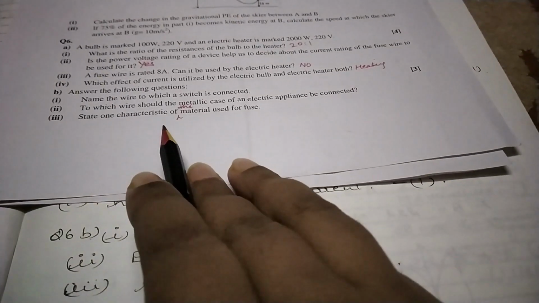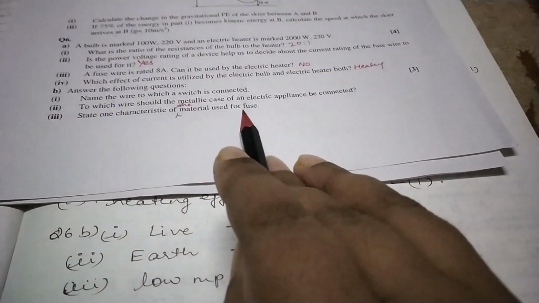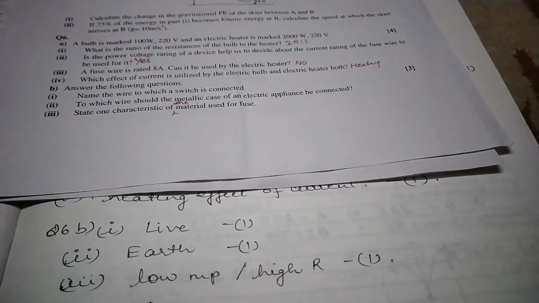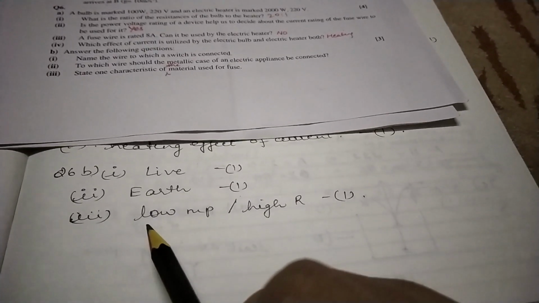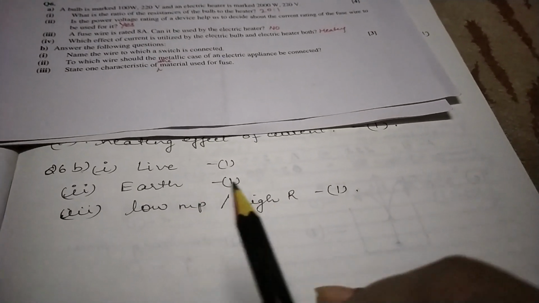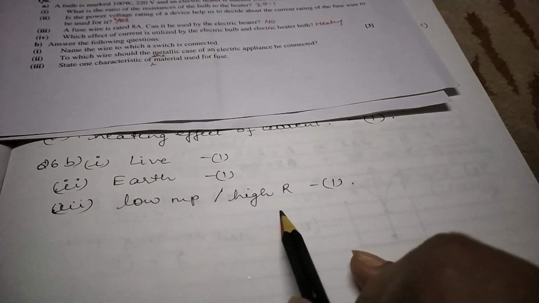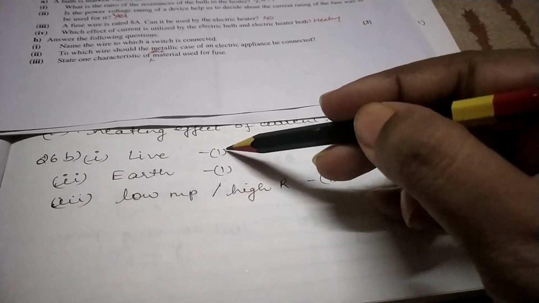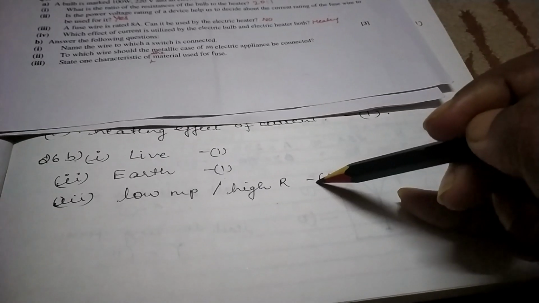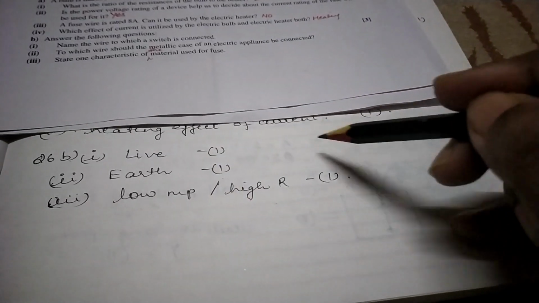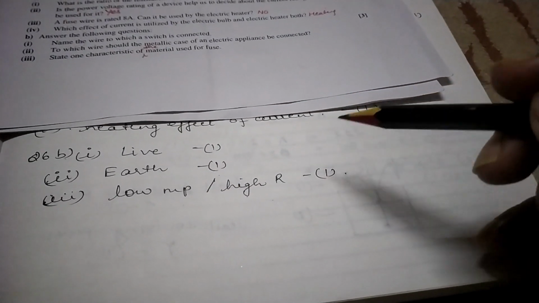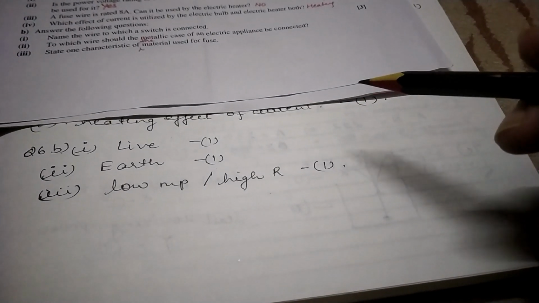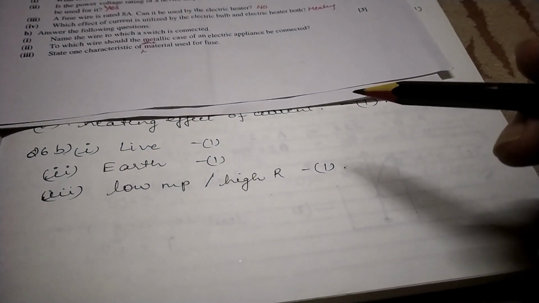And state one characteristic of the material used for fuse. Now only one characteristic has been asked. So either you write low melting point or you write high resistance. Any one of these. So each part is of 1 mark. So this is a 3 marks question. No description or explanation is required in this question.